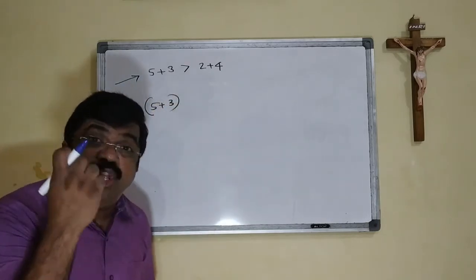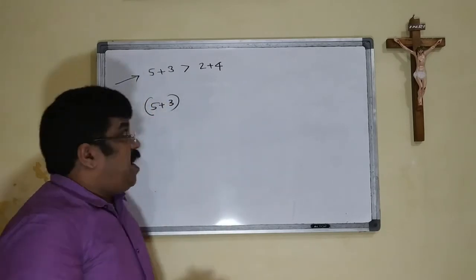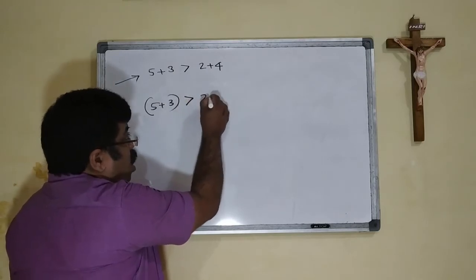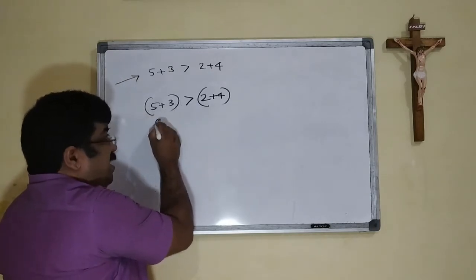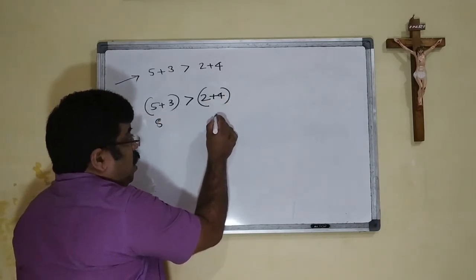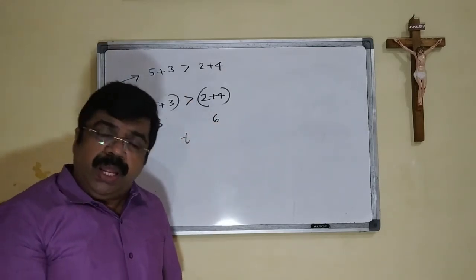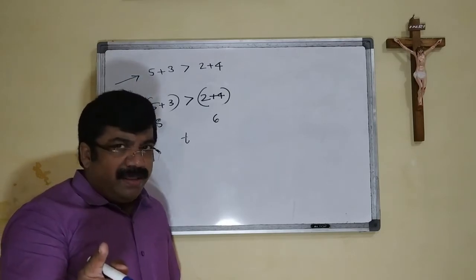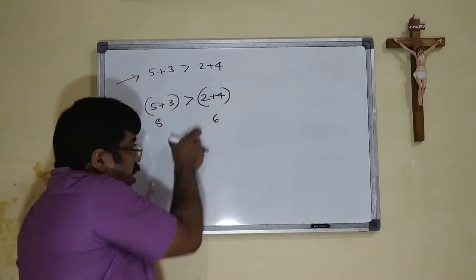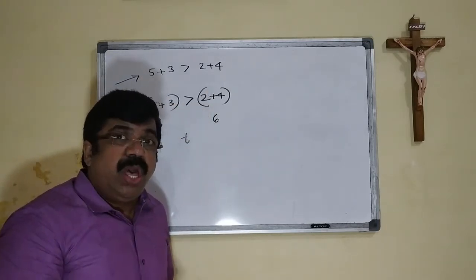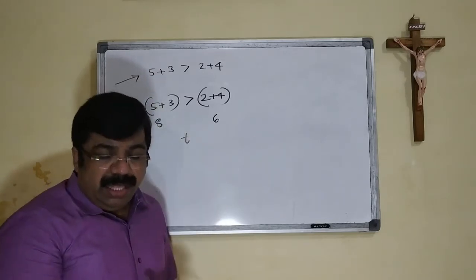That means even though we do not give the bracket there, that will be considered as 5 plus 3 greater than 2 plus 4. So this will be the evaluation. 5 plus 3 is 8, 2 plus 4 is 6, 8 greater than 6. The result will be true. I think what I said is clear. Even though we do not give the bracket, they are evaluated in this way. The reason is arithmetical operators have higher priority than the relational operator.